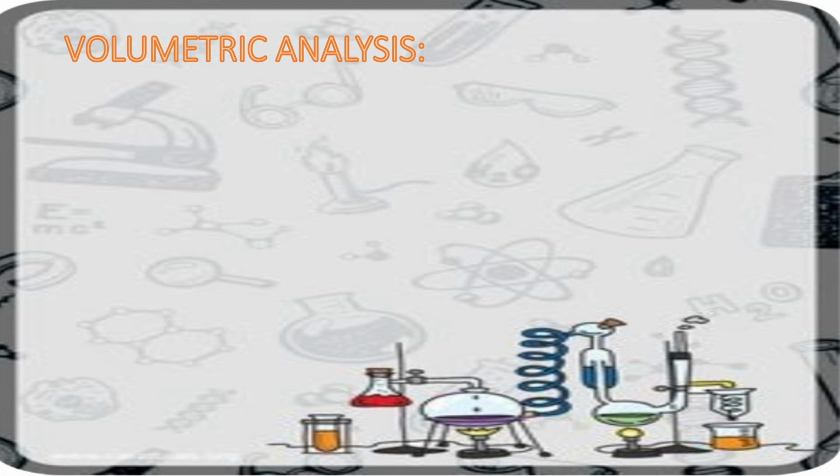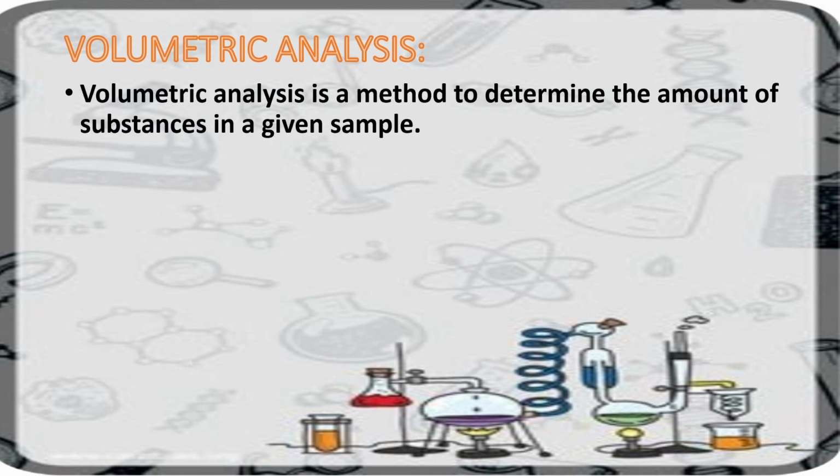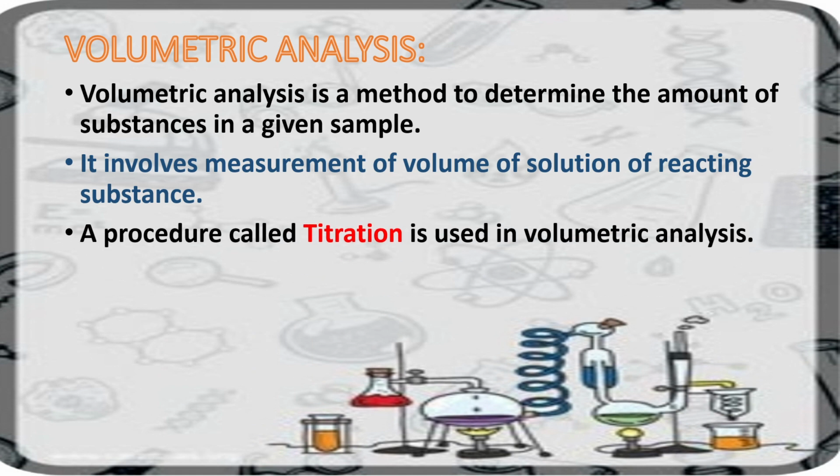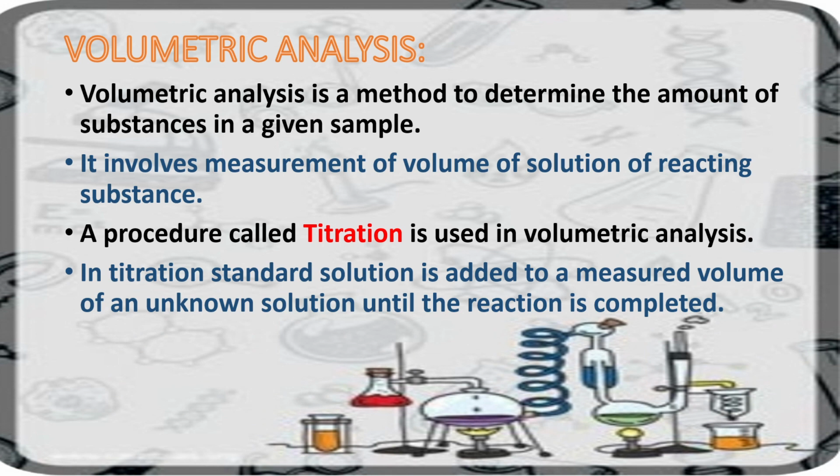Volumetric analysis is a method to determine the amount of substances in a given sample. It involves measurement of volume of solution of reacting substances. A procedure called titration is used in volumetric analysis. In titration, a standard solution is added to a measured volume of an unknown solution until the reaction is completed.